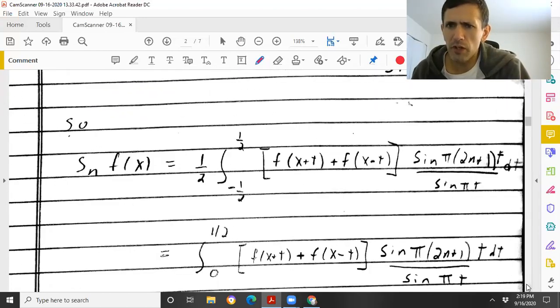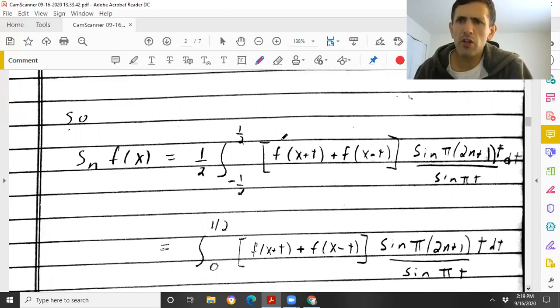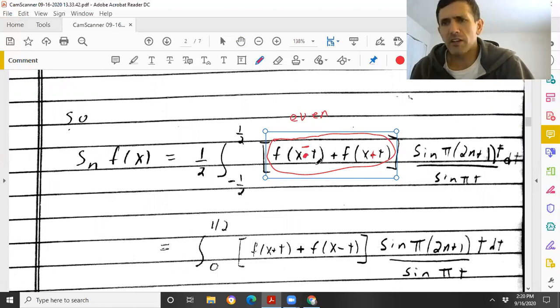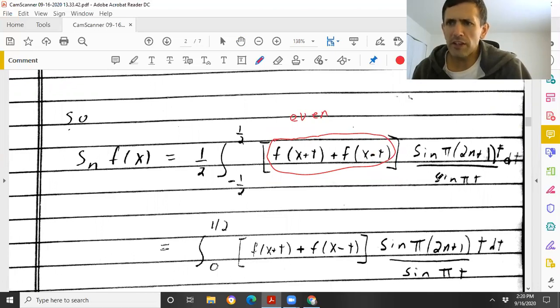And this is useful because you'll notice absolutely trivially that this function here as a function of t is even. I mean, you replace t with minus t, this becomes a minus. Minus minus is plus. And because there's a plus here, you get the same function. It's f of x plus t plus f of x minus t. So what I just circled here is even. Well, this is even. Again, it's the quotient of two odd functions.